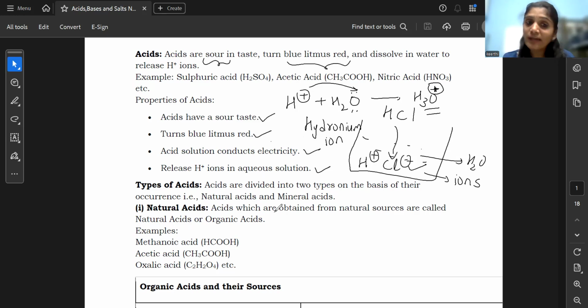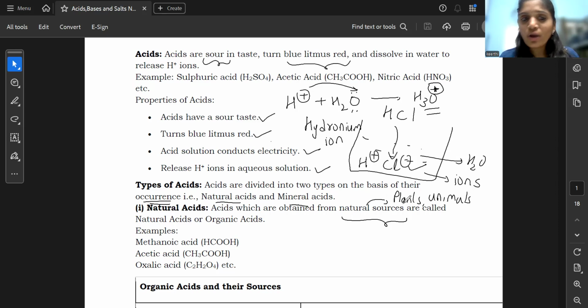Now let us go with the types of acids. Acids are mainly classified into two types based on the occurrence. There are different classifications of acids. Here basically we are classifying acids based on their occurrence. On the basis of occurrence, you have two types of acids, natural acids and mineral acids. What are natural acids? When the acids are obtained from natural sources, I call them natural acids or organic acids. The natural sources are usually plants and animals.